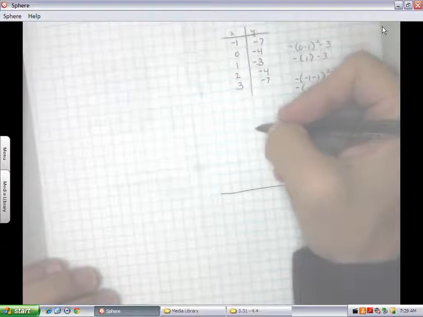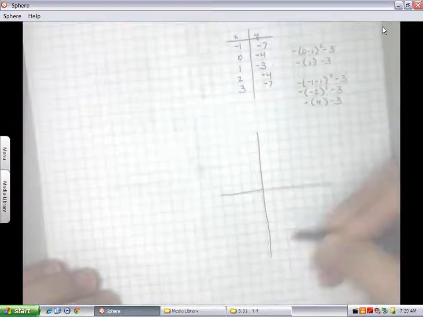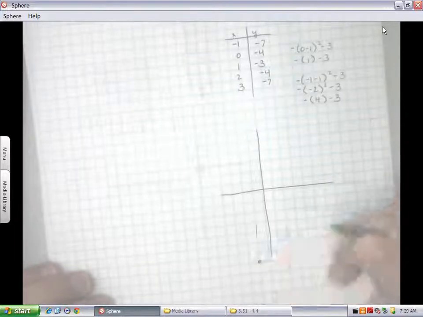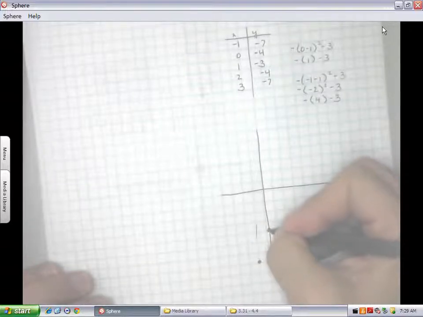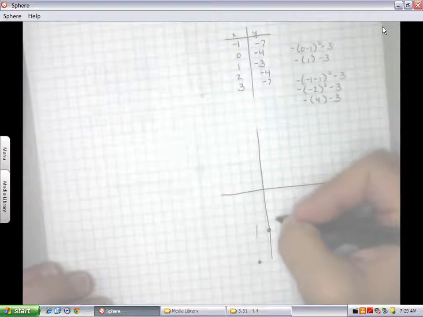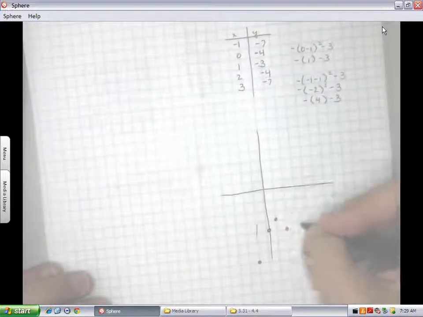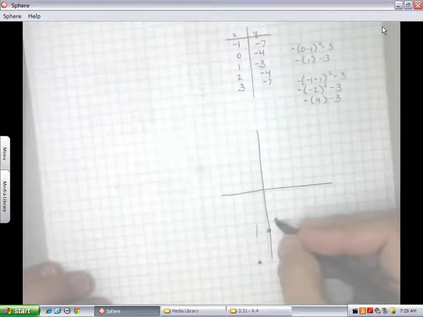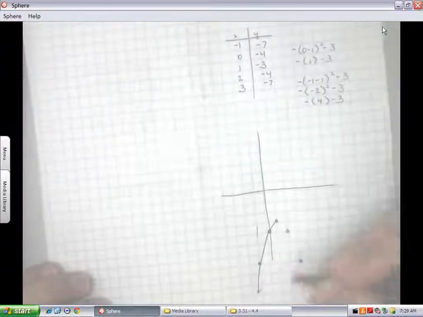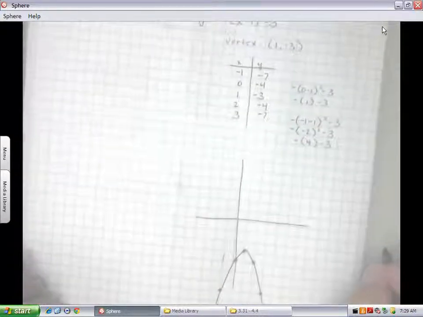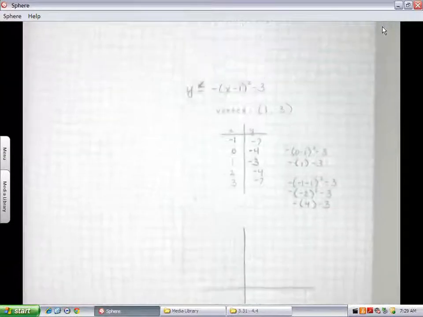I'll go ahead and make my graph. It's negative 1, negative 7, 0, negative 4, 1, negative 3, 2, negative 4, 3, negative 7. I'm going to connect them with a solid line in this case. And why solid in this case? Because it's or equal to. I see that at the top of the page.